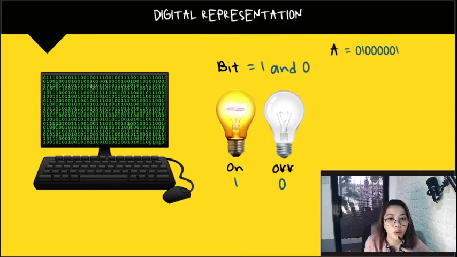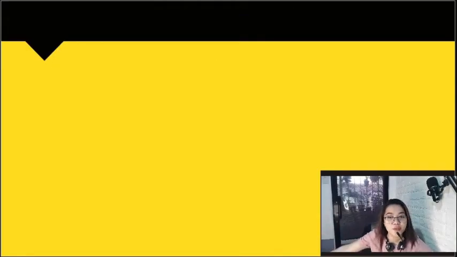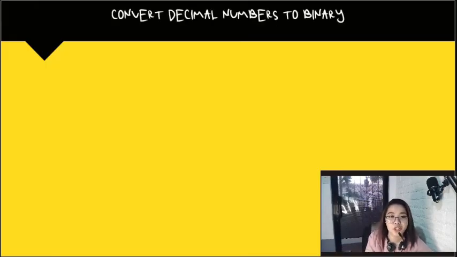We have 0, 1, 0, 0, 0, 0, 0, and 1. And the number 9 represents the code 0, 0, 0, 0, 1, 0, 0, 1. On this topic as well, we are going to learn how to convert decimal numbers to binary.